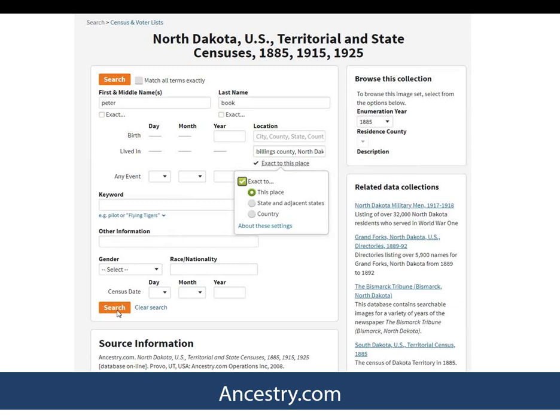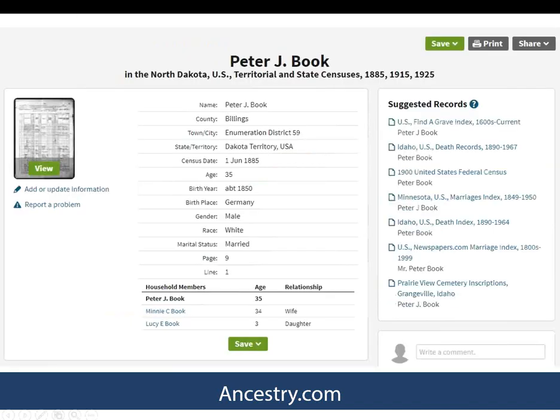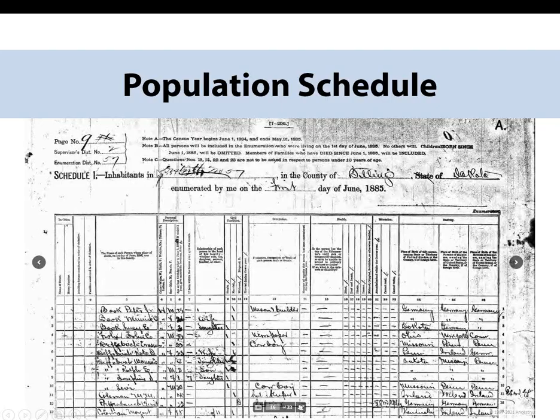And this is something that you should do for your ancestors too. You find them in the population schedule first, and then you can move on to those non-population schedules. So when we do this particular search, we find Peter living with his wife, Minnie, and Lucy, his daughter. But I will always suggest that you should look at the original image. You don't want to just look at what's been transcribed by the folks at Ancestry.com, or whatever index or transcription you're looking at. You want to look at that original image. So we go to View.